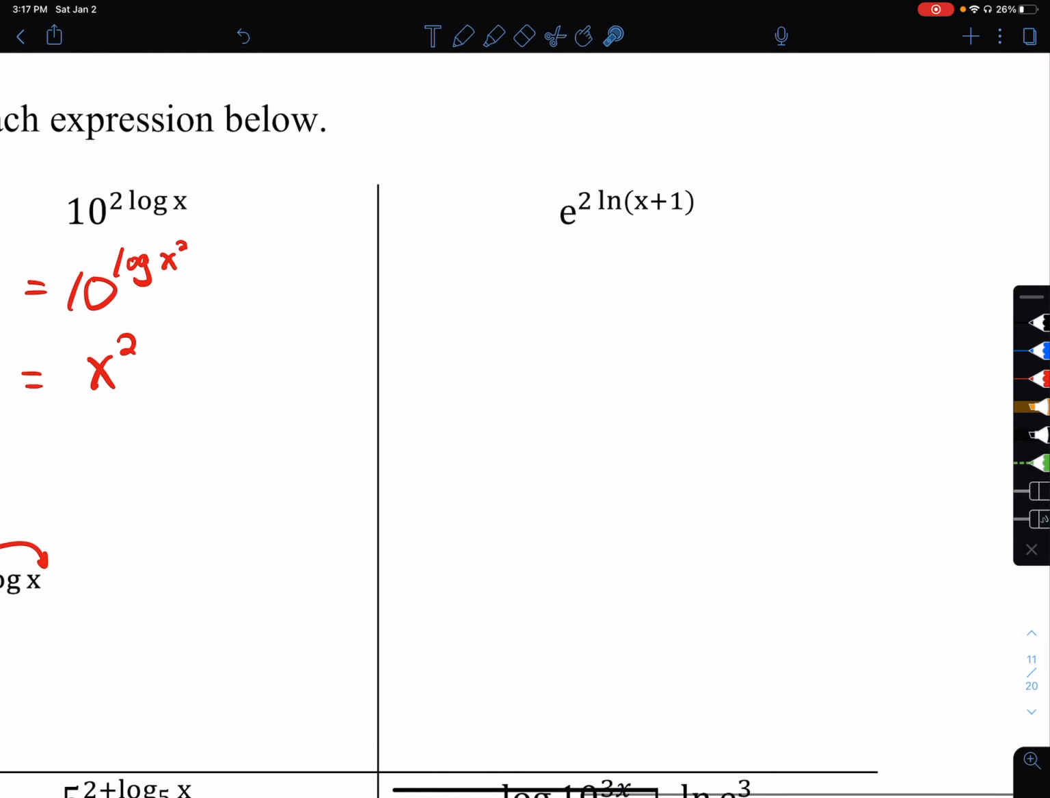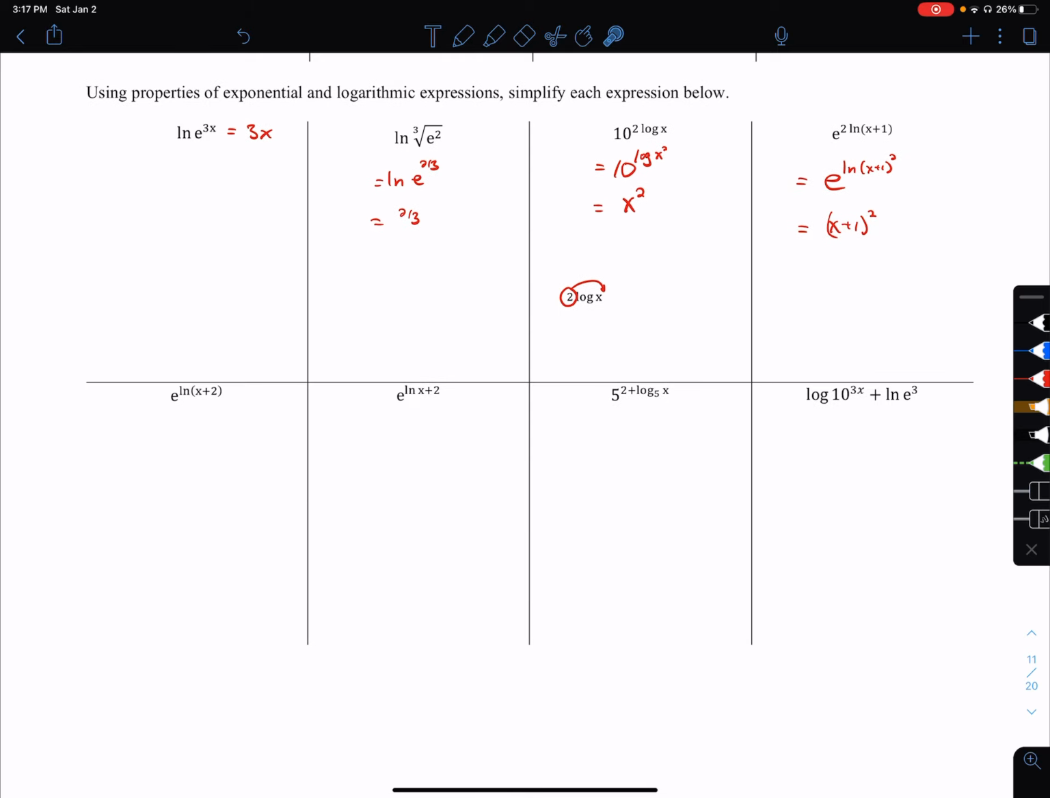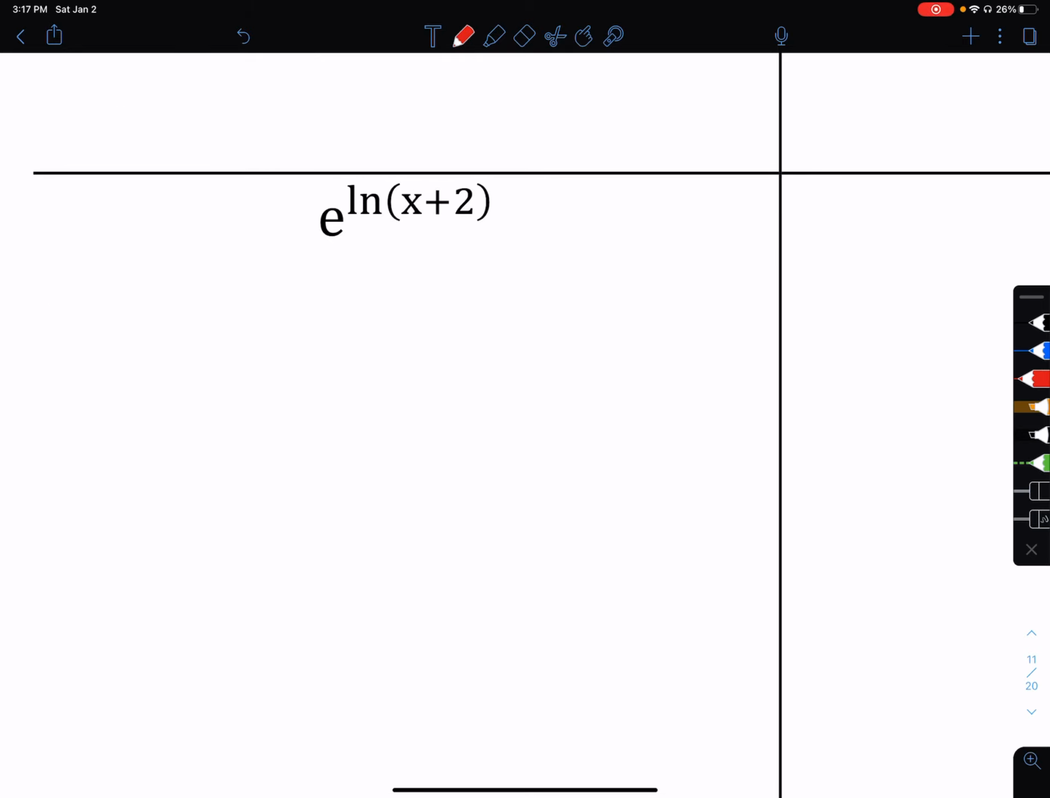Very similar, this next one, e to the 2 times natural log of x plus 1. We can't use the log identity while that 2 is there. We can write the 2 as an exponent for the argument. And then using the log identity, we can make this simply the argument. We can do that because the base and the exponent has the logarithm with the same base. We can set it equal to the argument. This next one is straight up same property. We don't need to move anything around, so it just becomes the argument.